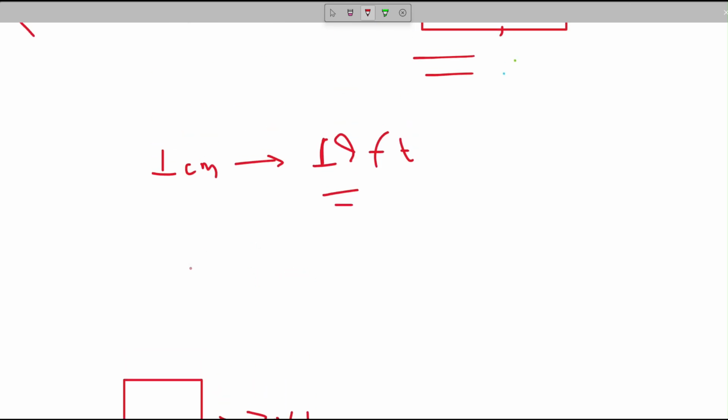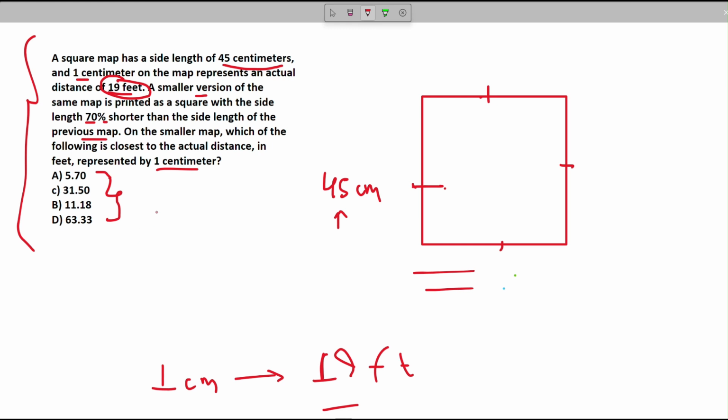Let's make a smaller square first. The side length of this will be 70% lesser, and what feet will 1 centimeter of this map cover is asked in the question. You are asked for the closest number.